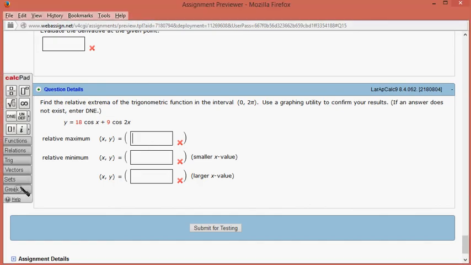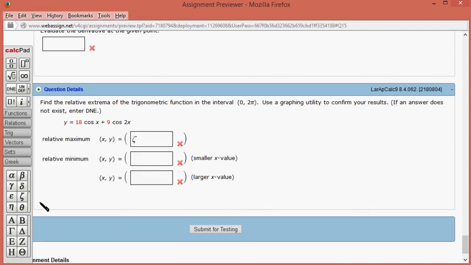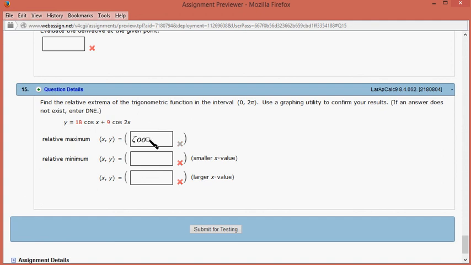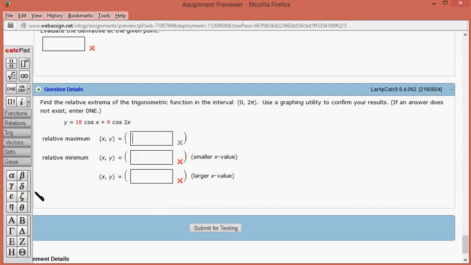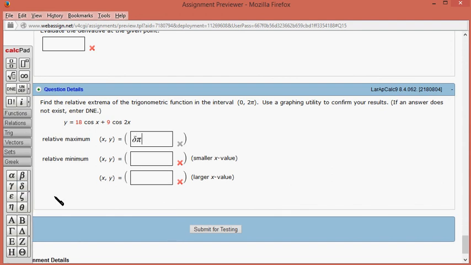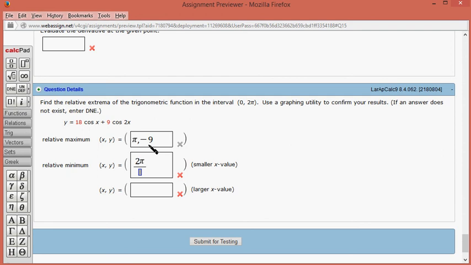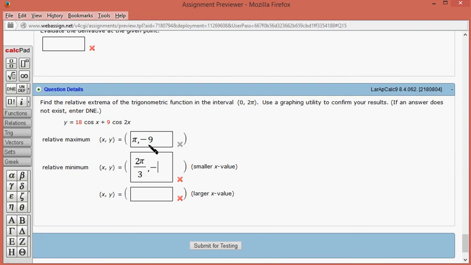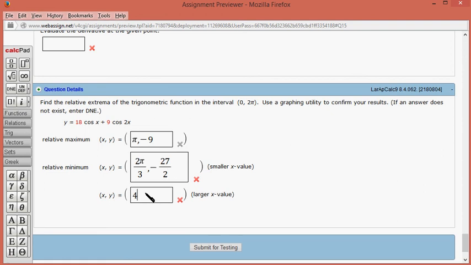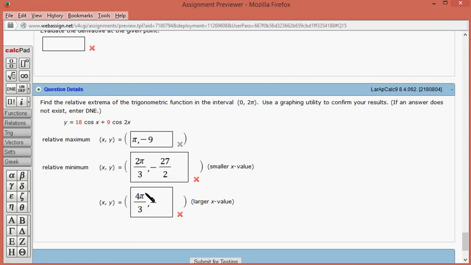Alright, we need the Greek letter pi. I can't get the Greek letter here, pi. Alright, we got the pi, and then it was negative 9. So this is pi, negative 9, and then 2 pi over 3, comma, negative 27 over 2. And we have 4 pi over 3 and negative 27 over 2.